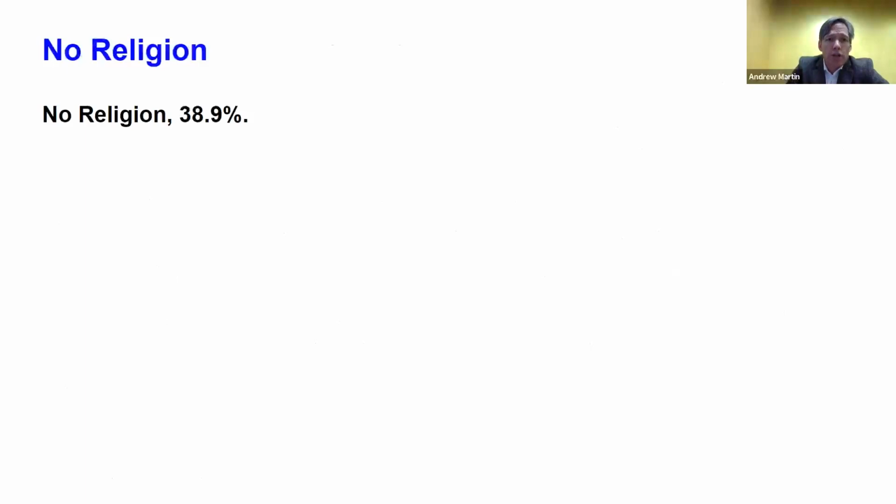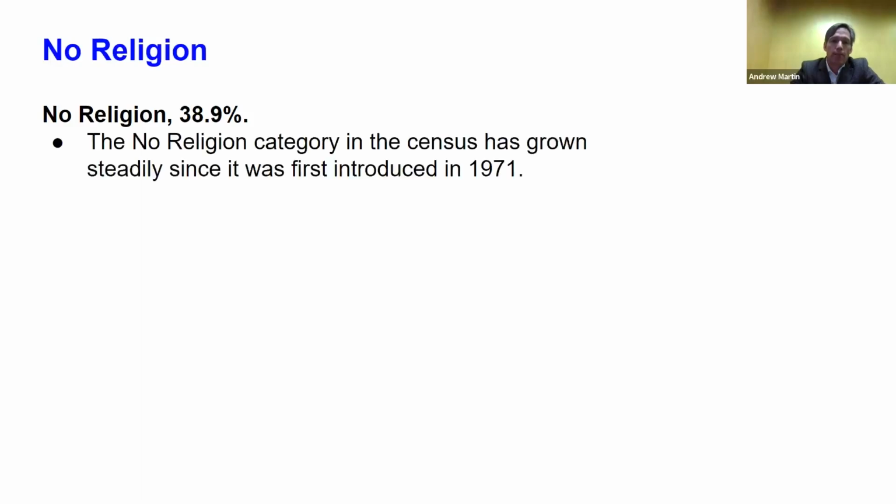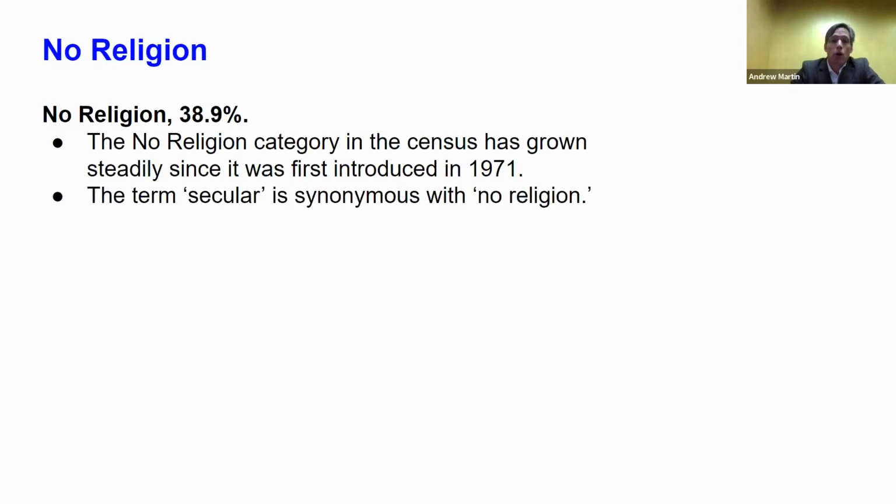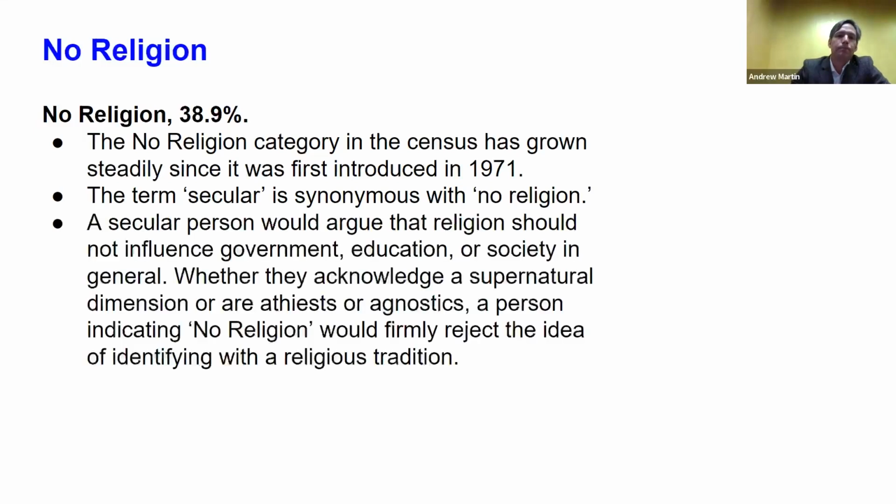Let's talk about no religion. This is the story of the Western world, but a really strong story in Australia. No religion is now nearly 40% of the Australian population, 38.9%. It was first introduced in 1971 and it's been growing since then. Your teachers will talk about this term secularism, the secular world. It's a synonym, which is to say it means the same thing as no religion.